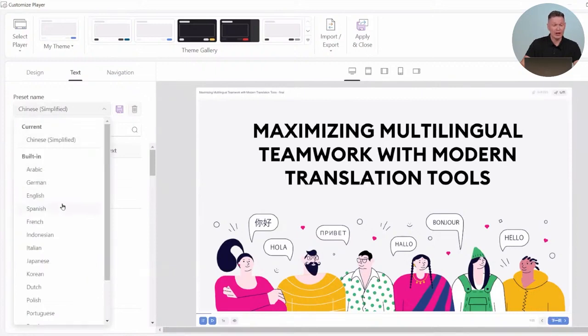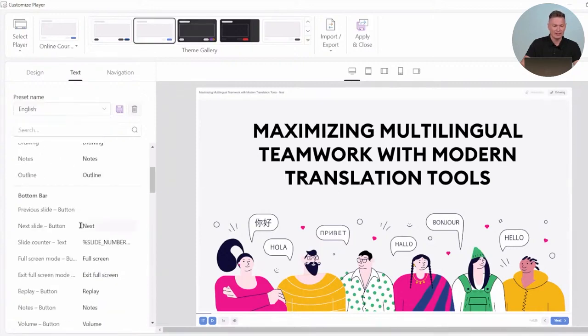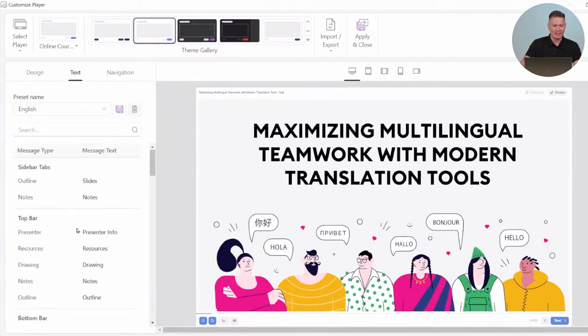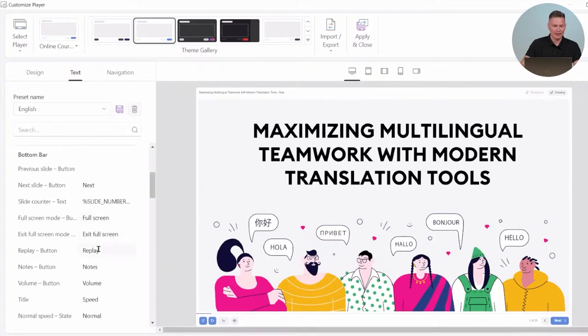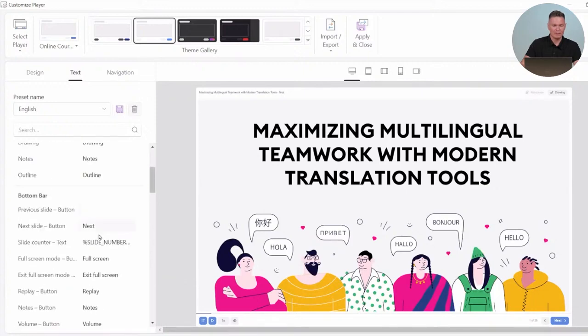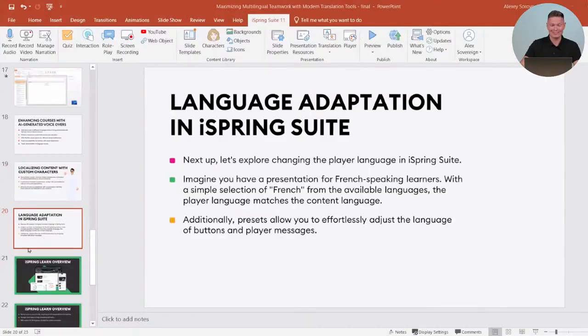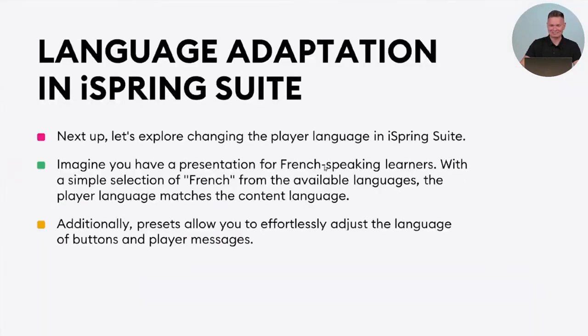And to crown it all, we allow you to modify the text buttons. So let's go back to English and let's see, I can even modify. So instead of next, I can type in forward. Don't forget to click apply and close. Boom. And it's right there. Let's have a look at the next slide.